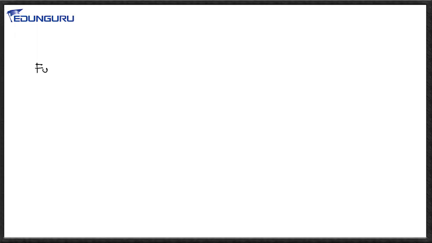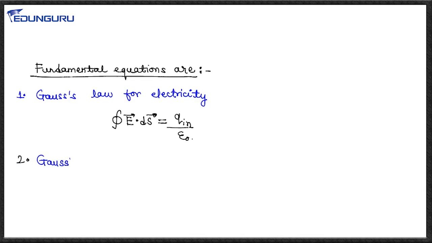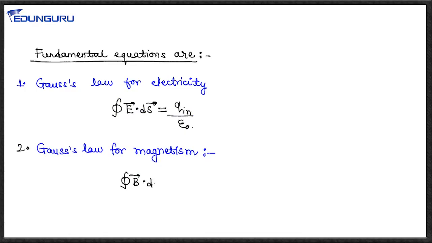The fundamental equations in electricity and magnetism are, first, Gauss's law for electricity, which we learned in electrostatics, and this is given as the closed surface integral of E dot ds equal to q enclosed upon epsilon naught. The second expression is Gauss's law for magnetism. It is given as the integral of B dot ds is equal to 0. This is the second equation.